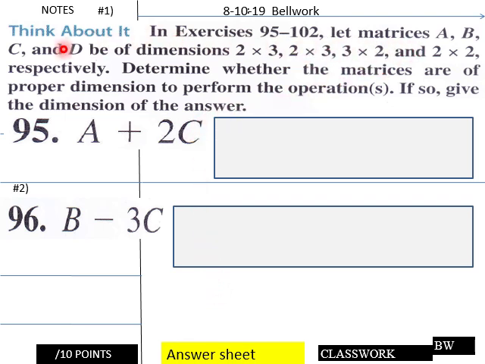Let matrices A, B, C, and D be of the dimensions 2 by 3, 2 by 3, 3 by 2, and 2 by 2, respectively. Determine whether the matrices are a proper dimension to perform the operations. If so, give the dimension of the answer. For 95, we have A plus 2C, and give us the dimension of that. And B minus 3C down here for 96. Give us the dimension of that operation.